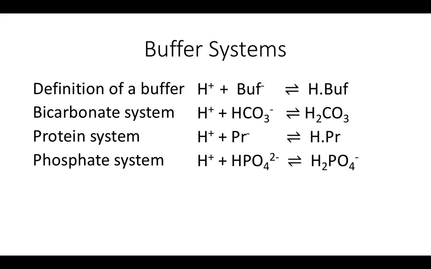Let's consider the major body buffer systems. These are the bicarbonate system, proteins, and the phosphate system. The most important is the bicarbonate system because it is an open system and the lungs can dispose of excess carbon dioxide. The protein system is almost as important, and the major protein involved is hemoglobin inside erythrocytes. The phosphate system is less important, but nevertheless does play a role.